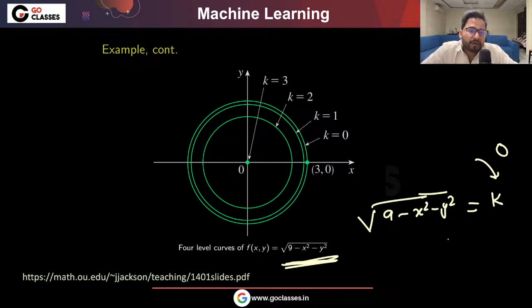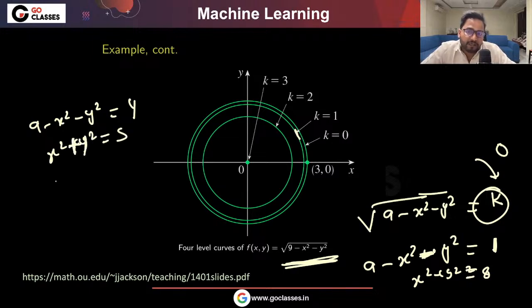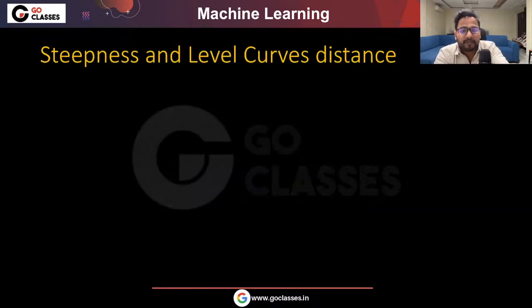Then for k equal to 1, you will be getting 9 minus x square minus y square equal to 1, and then x square plus y square equal to 8, right? So for k equal to 1, you are getting something like this. Now interestingly, for k equal to 2, you will be getting 9 minus x square minus y square equal to 2, so x square plus y square equal to 7, right? See what I'm trying to say: if you are putting different values of k, there are two things that I want to explain here.